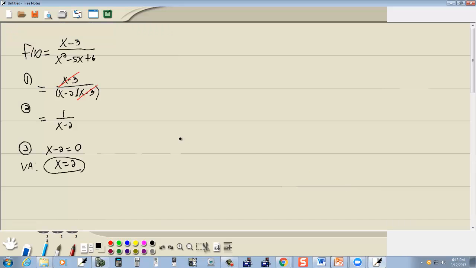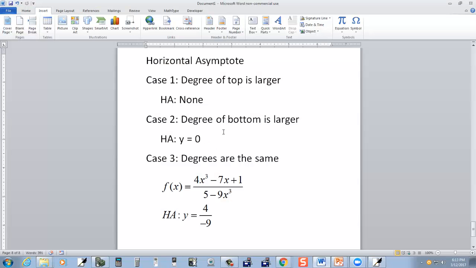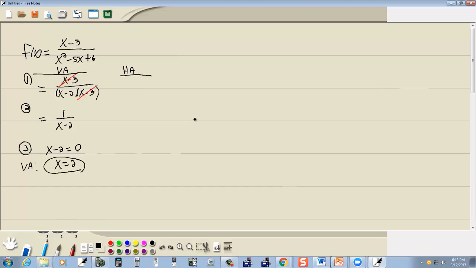Now if we go to this example we've been working here, that was our vertical asymptote. Now a horizontal asymptote. Degree of the top is 1, degree of the bottom is 2. So degree of the bottom is larger. That tells us our horizontal asymptote is y is equal to 0.